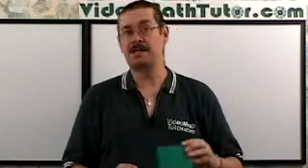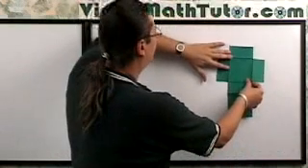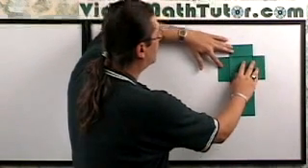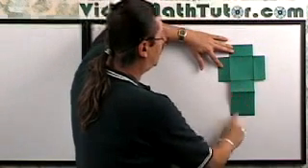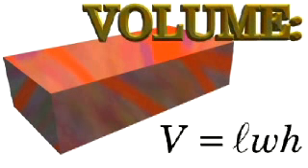Here's another way of seeing the surface area of a box. We'll just take this out of here, and you can see it right here. So our formula helps us find the area of all these little rectangles. To find the volume of a box, just multiply the dimensions together. Length times width times height. So the formula is V equals L times W times H.